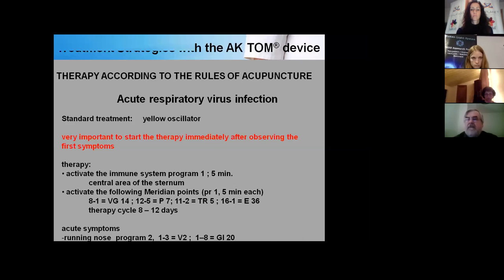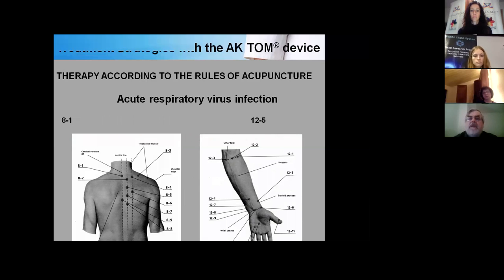If you have what we mean with these points, you can see here the point 8 minus 1 is in the middle, or in the central line of the back, at the point at the last vertebra, C7, the last vertebra on the... I don't know the English word, but it's shown on the pictures what I mean, so you can find it easily.